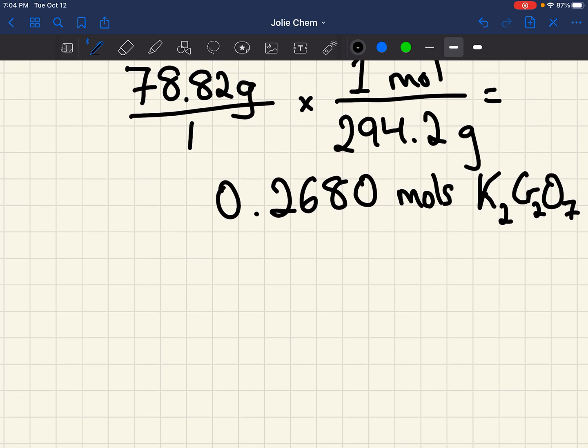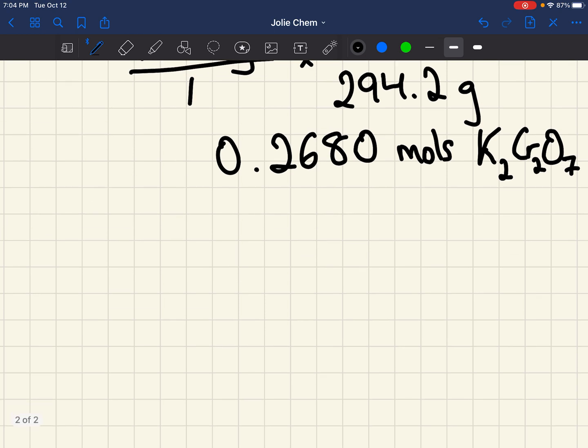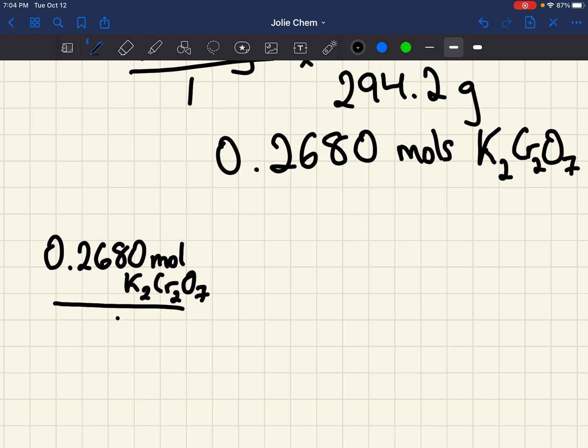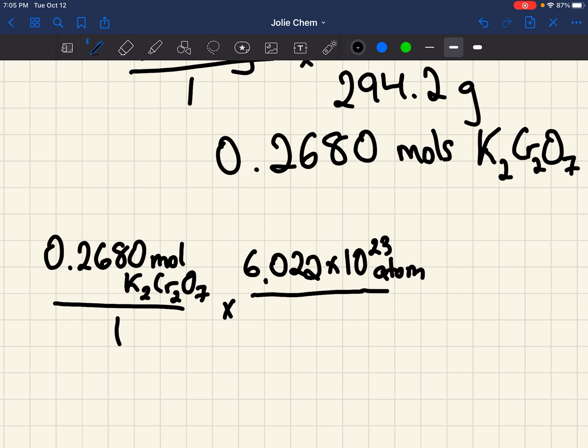And now from moles, how do we get to atoms? We did this very early on. Think Avogadro's number. So I'll set up a longer equation for you guys. So 0.2680 mole K2Cr2O7 over 1, times, it's a little messy, 6.022 times 10 to the 23rd atoms per mole.